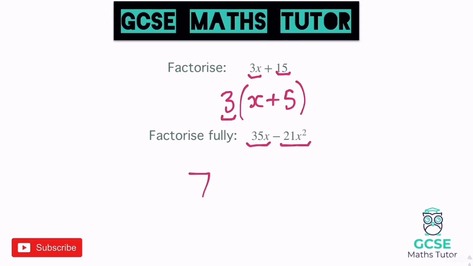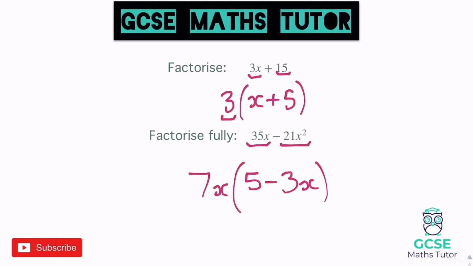They also both have an x in, so we can take x out as well and then follow the same process. So 35x divided by 7x, or what do we times 7x by to get 35x? We'll have to times 7x by 5, but we don't want to put an x in there because we don't want to make that go up to an x squared. Copy the symbol. We times 7 by 3 to get 21, but we want that to be an x squared. So I'm going to stick another x in there with it. That would enable us to get an x squared when we expand that. And there's our final answer, factorised fully.